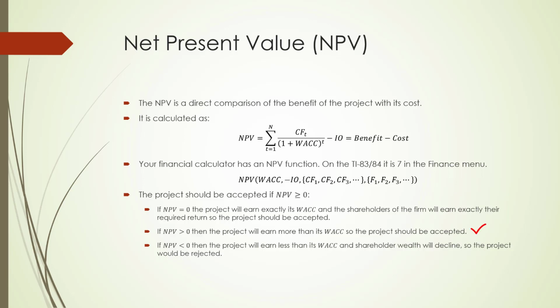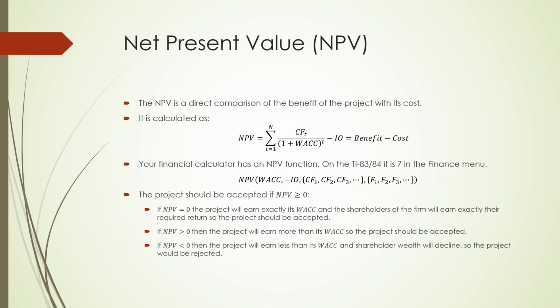If the NPV is positive, that means that the benefit exceeds the cost, so you should take the investment. If it's negative, that means that the benefit is less than the cost and you should reject the investment. If the NPV is 0, that means that you should accept the investment because the benefit equals the cost.